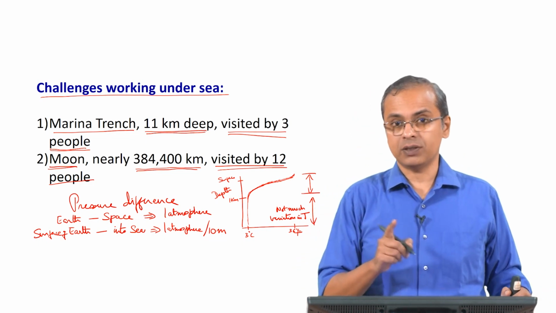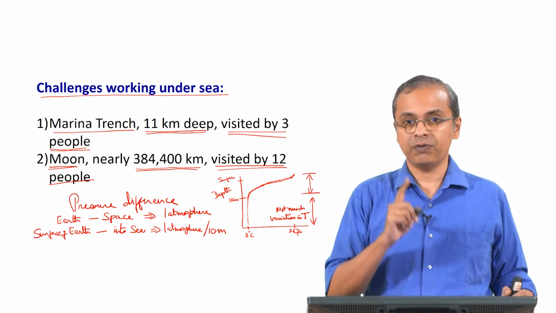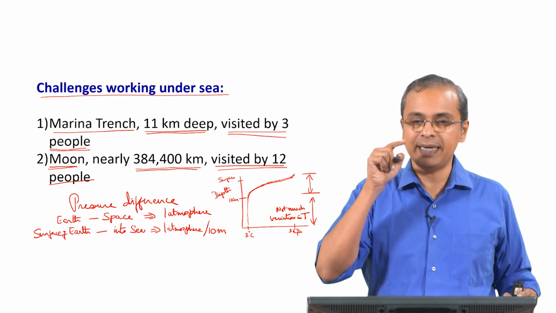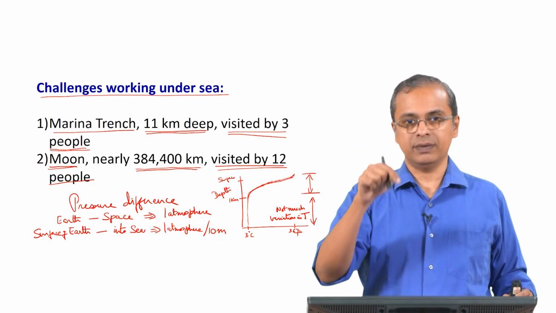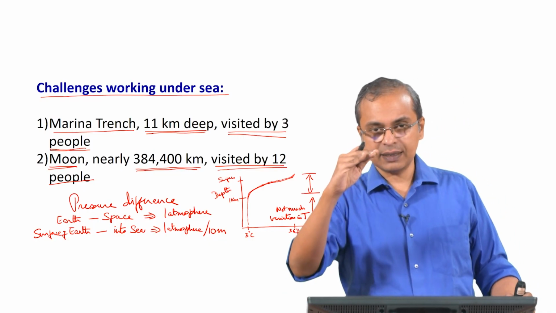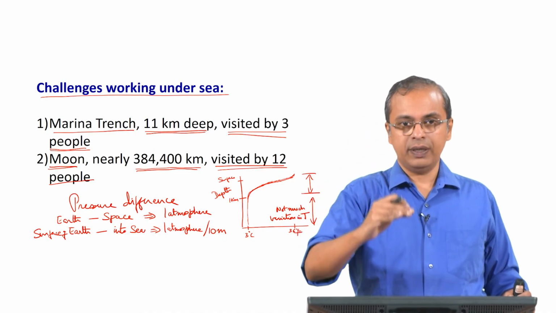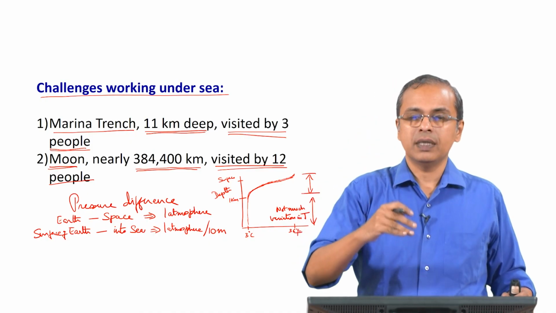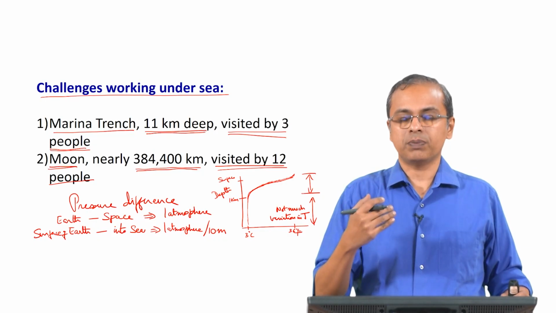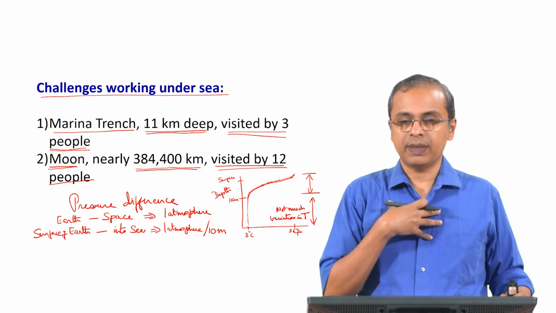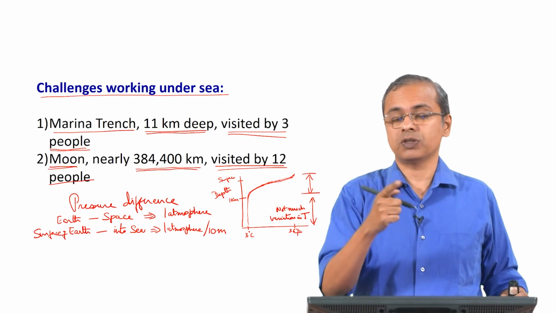Okay, so, remember it is not just 1 atmosphere pressure difference, it is a difference of pressure of 1 atmosphere for every 10 meters that you go into the sea. So, you start at the surface of the sea and you go down 10 meters depth, the difference in pressure is 1 atmosphere. So, your body is now used to 1 atmosphere, but the pressure outside is 2 atmospheres.